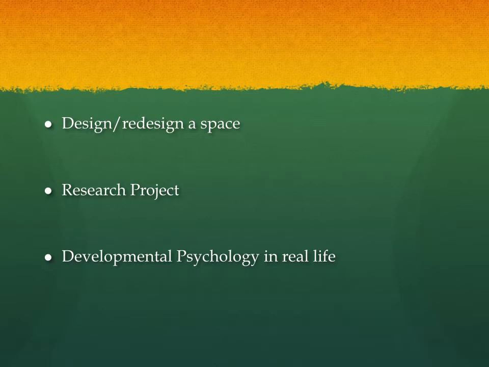So what is the project exactly? What past students have done is they've taken three different routes. The first route is you can use the theories that we have covered so far, or later on in the book, to design a space or redesign a space. For instance, students who might have been expecting a baby or have young children might have designed or redesigned a nursery using the developmental theories.